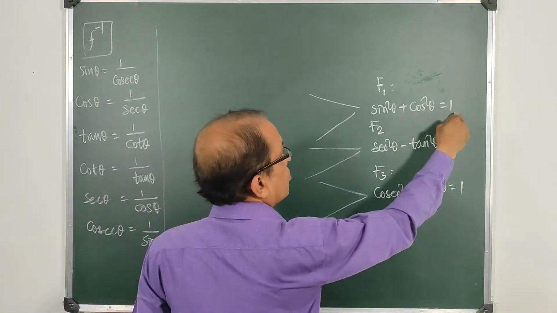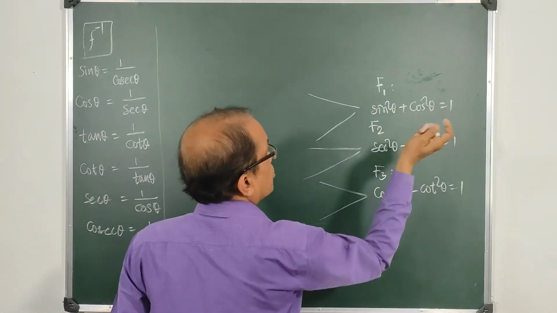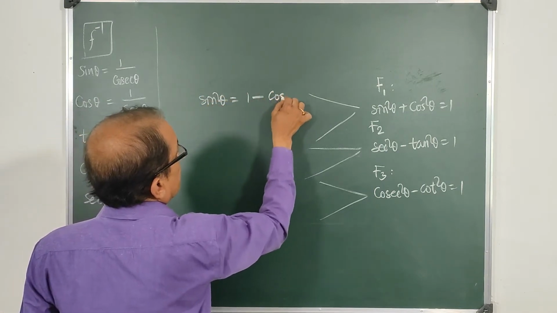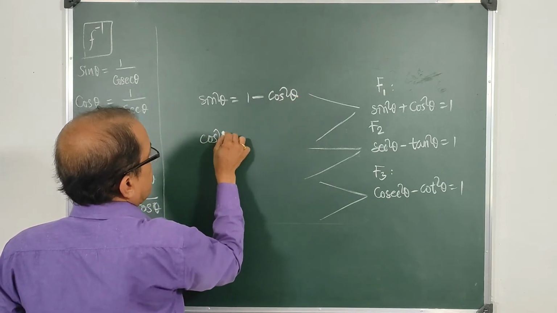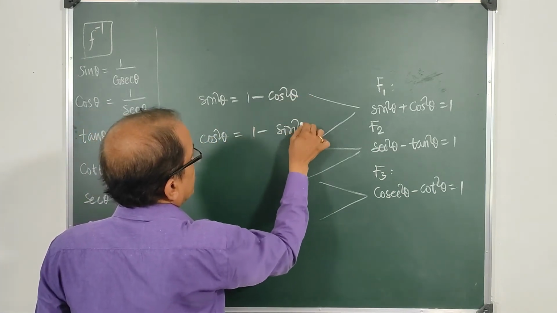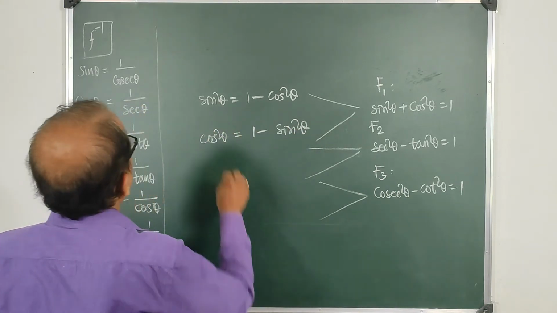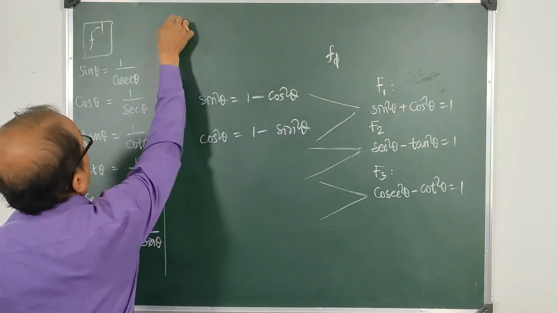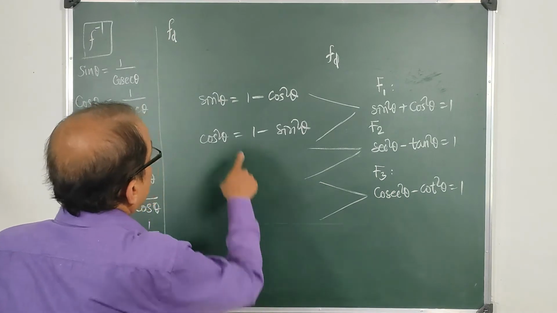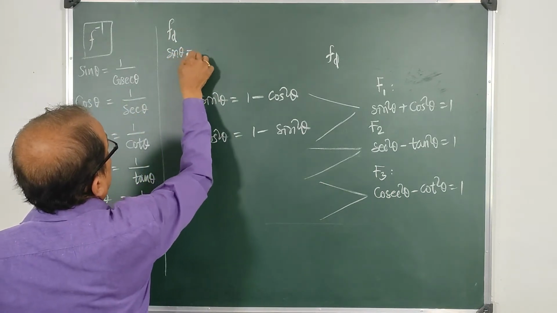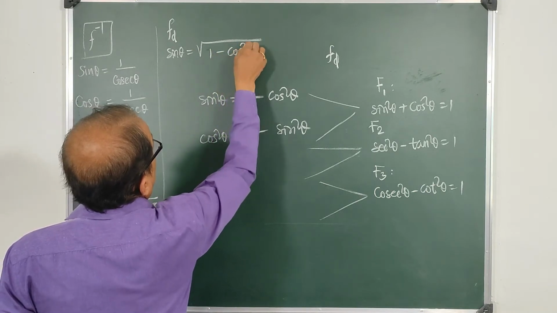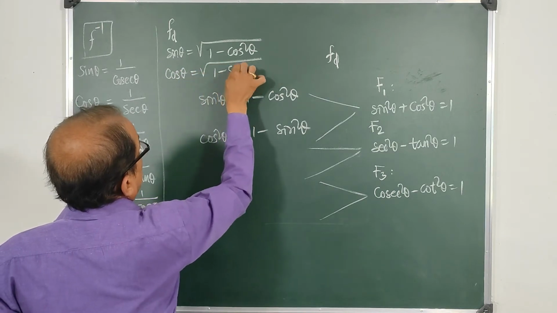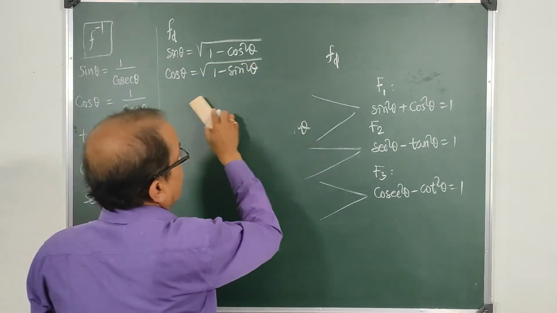If 2 things add up to 1, then each one is 1 minus the other. So we get here sin square theta is equal to 1 minus cos square theta, and cos square theta is equal to 1 minus sin square theta. And if we take a square root, these are the derived formulas, so let us name them FD, derived formulae. In this we can find sin theta is equal to root over 1 minus cos square theta, and from this we shall get cos theta is equal to root over 1 minus sin square theta.